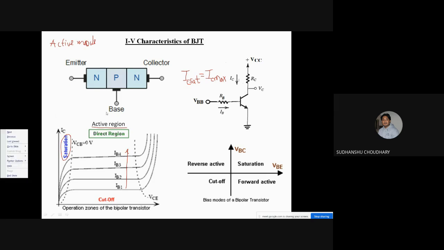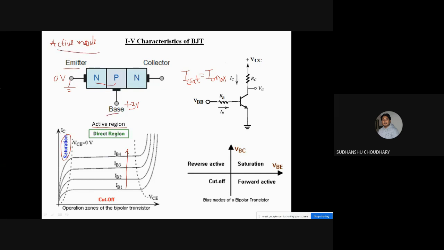In active mode, the emitter base junction, this PN junction, has to be forward biased. Since we are referring to this circuit where the emitter is common to both base and collector, this is a common emitter circuit. So let us connect the emitter to ground, so that 0 volt appears at the emitter. For forward biasing this PN junction, we need to apply some positive voltage at the base. Let us say that positive voltage is 3 volts. Now the emitter base junction is forward biased.